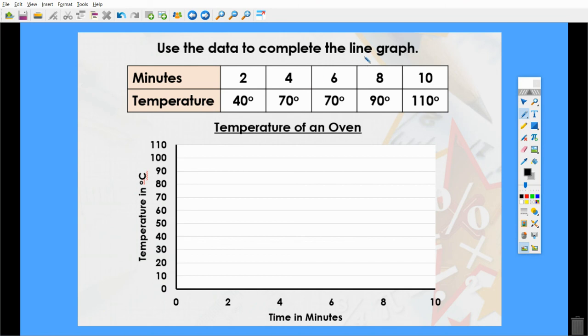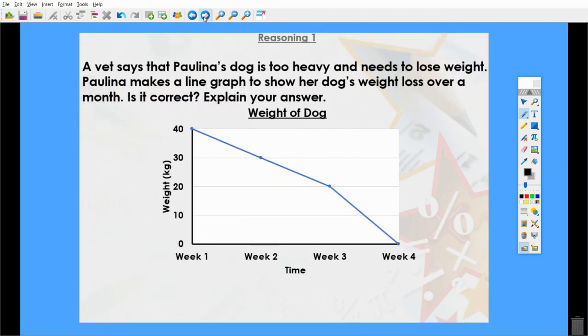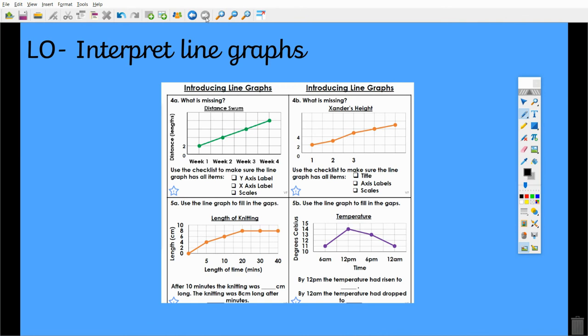Use the data to complete the line graph. I'm going to skip these ones because we're going to plot a line graph tomorrow. Now, at the bottom of your page, you're going to have some reasoning that says, I'm going to skip that one actually.